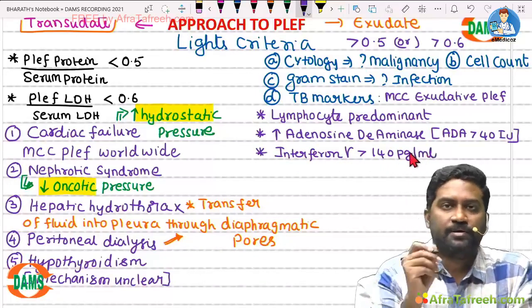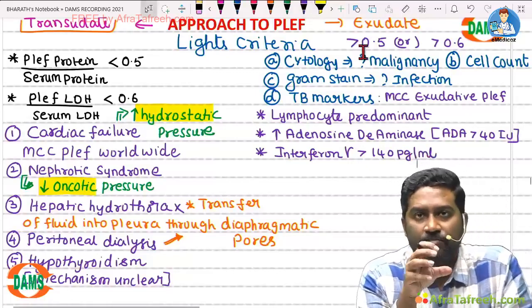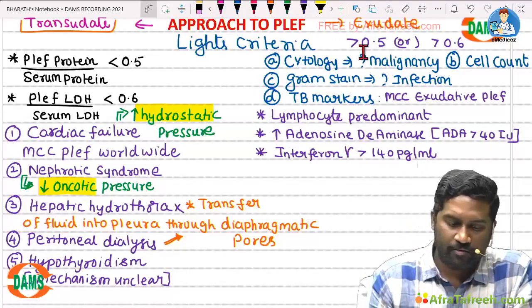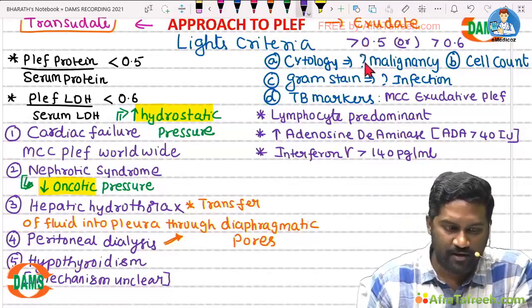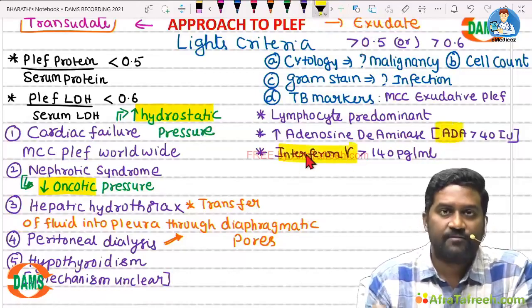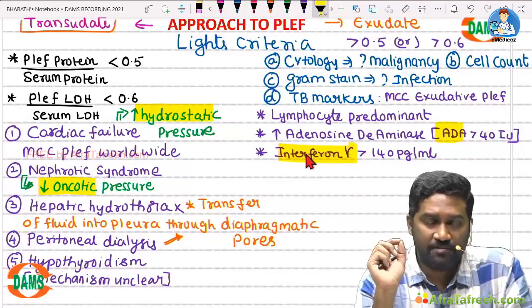So the point to be noted here is, whenever there is TB happening in your body, there will be some substances released in your body. One such substance is ADA and the other is interferon gamma. So if the fluid contains more ADA and interferon gamma, what does it mean? There is a chance of TB.